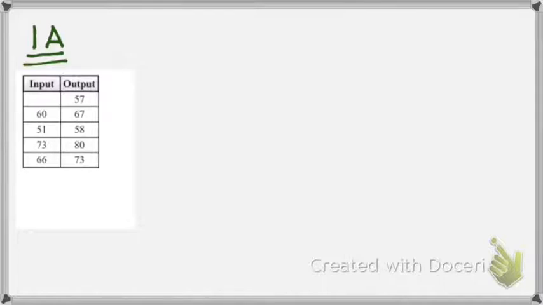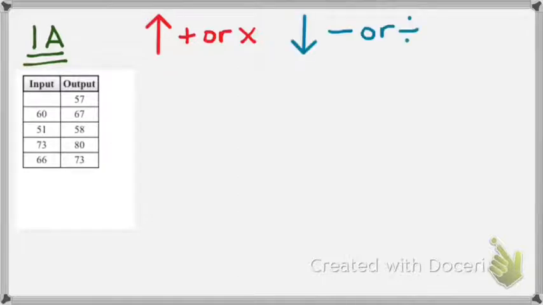And we know from earlier in this chapter, in order to find a rule, we have to see if our numbers are getting larger or smaller. If the numbers are getting larger, this will be either an addition or multiplication rule, because when we add or multiply, our answers get larger. If the numbers are going down or getting smaller, this will be a subtraction or division rule, because when we subtract or divide, our answers get smaller.